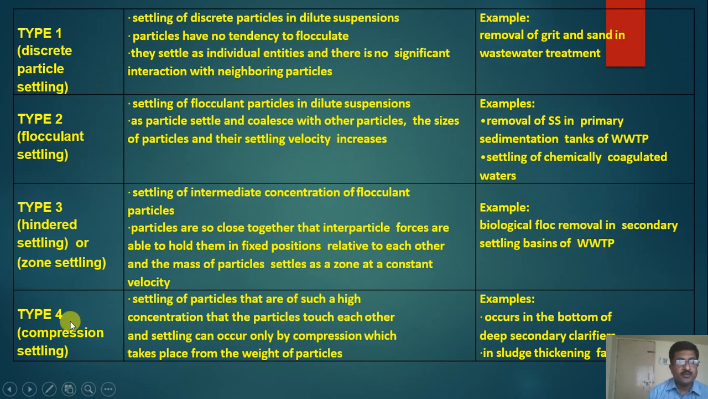Now these four types of settling, the theory of settling, can be expressed in various examples and processes. The first one is type 1 settling, which is discrete settling: settling of discrete particles in a dilute suspension. Particles have no tendency to flocculate. They settle as individual entities and there is no significant interaction with neighboring particles. For example, it is used for the removal of grit and sand in water and wastewater treatment. Type 2, flocculent settling: settling of flocculent particles in dilute suspensions.